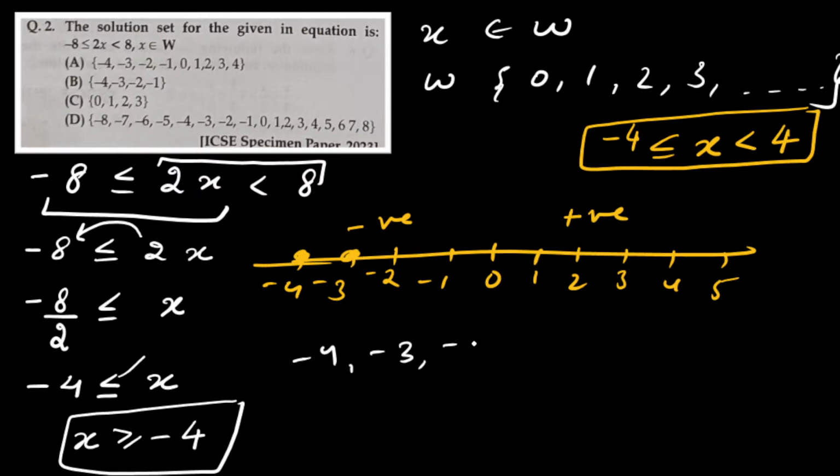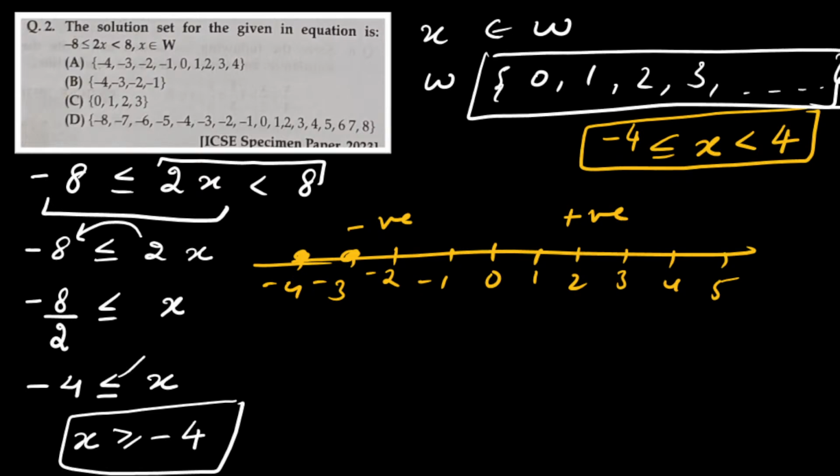Then minus 2 is also there, so C option. See, x belongs to whole numbers. Whole numbers I have told you are only numbers starting from 0. As per this solution set, x can have these values: minus 4, minus 3, minus 2, minus 1, 0, 1, 2 and 3. 4 is not included because equality is not there.